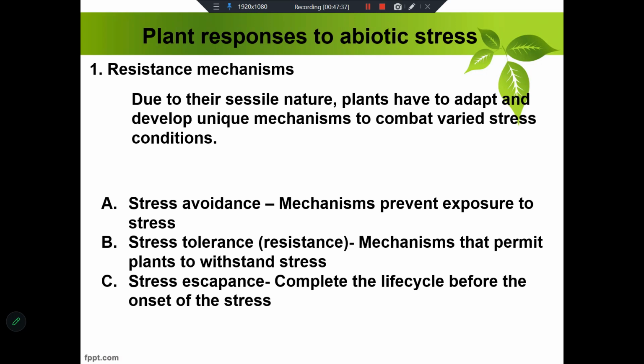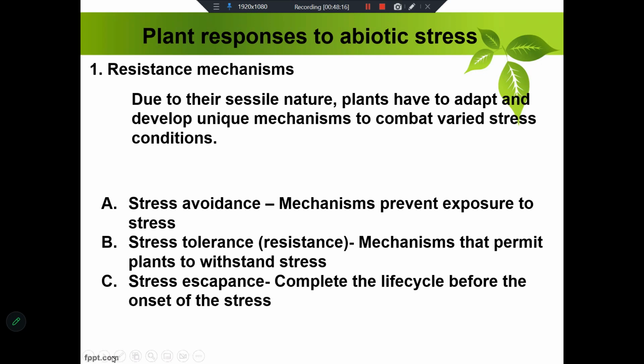The first one, A, is stress avoidance. The second one is stress tolerance. The third one is stress escape. All these three, ABC, stress avoidance, tolerance, and escape, may sound similar to you, but actually they have three different meanings. What is avoidance? Avoidance mechanisms are mechanisms that prevent exposure to stress.